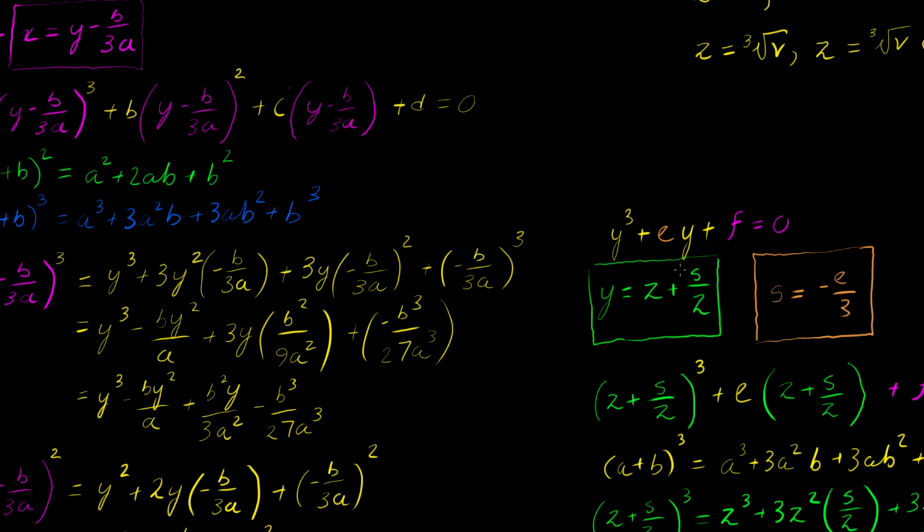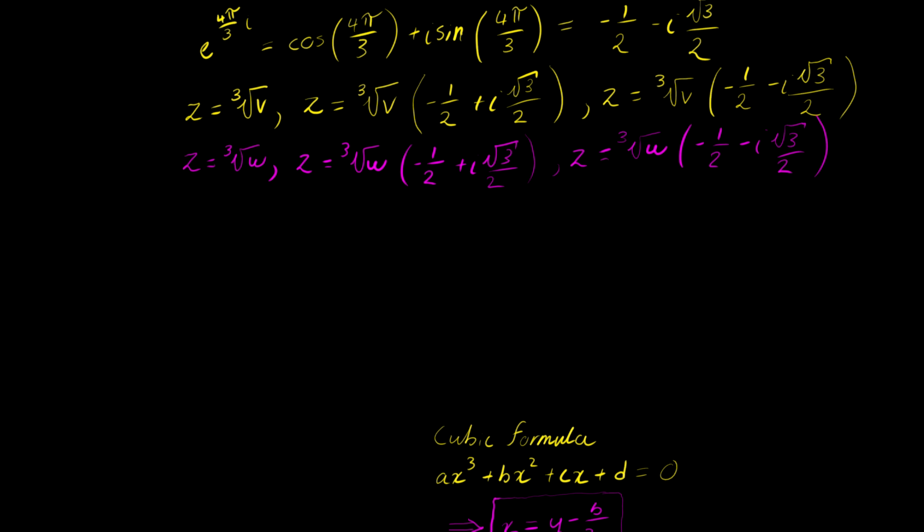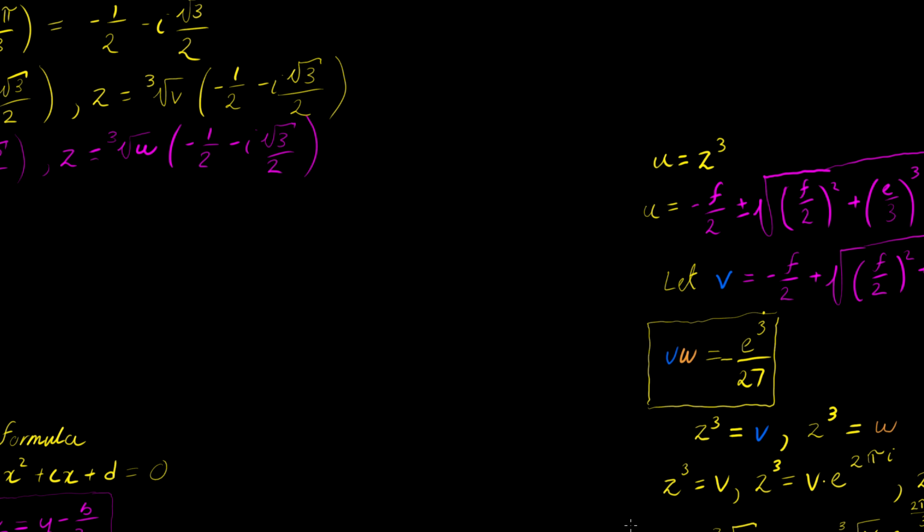So let's refer to the substitution. We know that y is equal to z plus s over z. So what can this tell us? Well, we know that s is negative e over 3, so let's write that. So we know that this is z minus e over 3z. That is what y is equal to.